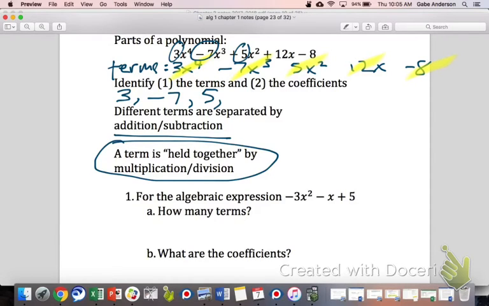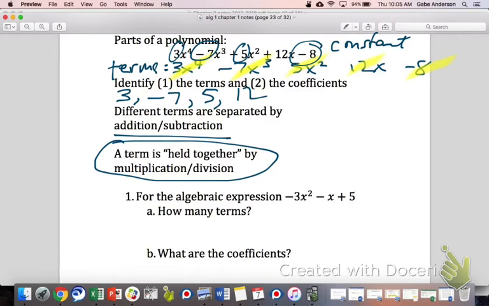How about the fourth coefficient? 12. And then the last term doesn't really have a variable, does it? So we would call that last term, which is the negative 8, a constant. If you think about the word constant, doesn't constant mean never changes? Yeah. And so the value of that negative 8 will always be negative 8. There's nothing that it depends on, so it's always just going to be constantly negative 8.